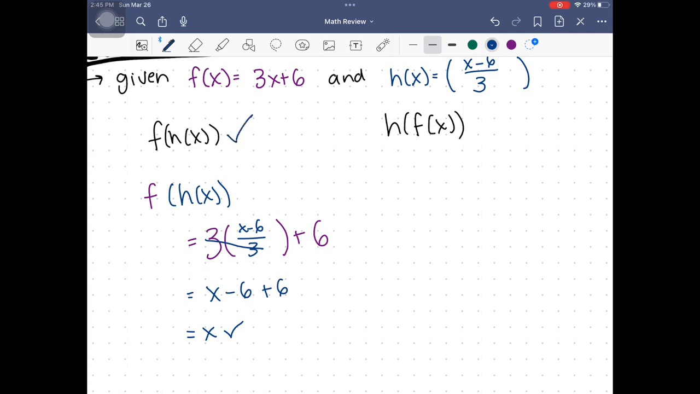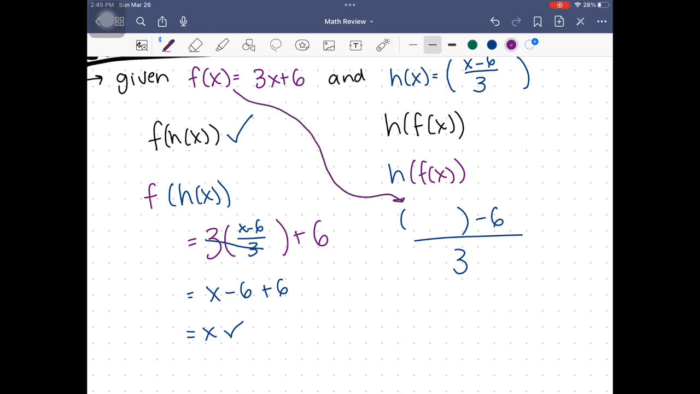Okay, now I'm going to come over here and I'm going to do h of f of x. So I'm going to have my h. Whenever there's an x, just put parentheses, minus 6 divided by 3. And now I'm going to plug in my f of x right here. 3x plus 6. I can see right off the bat these are going to cancel. And I'm going to get 3x over 3, which is just equal to x. Bam.